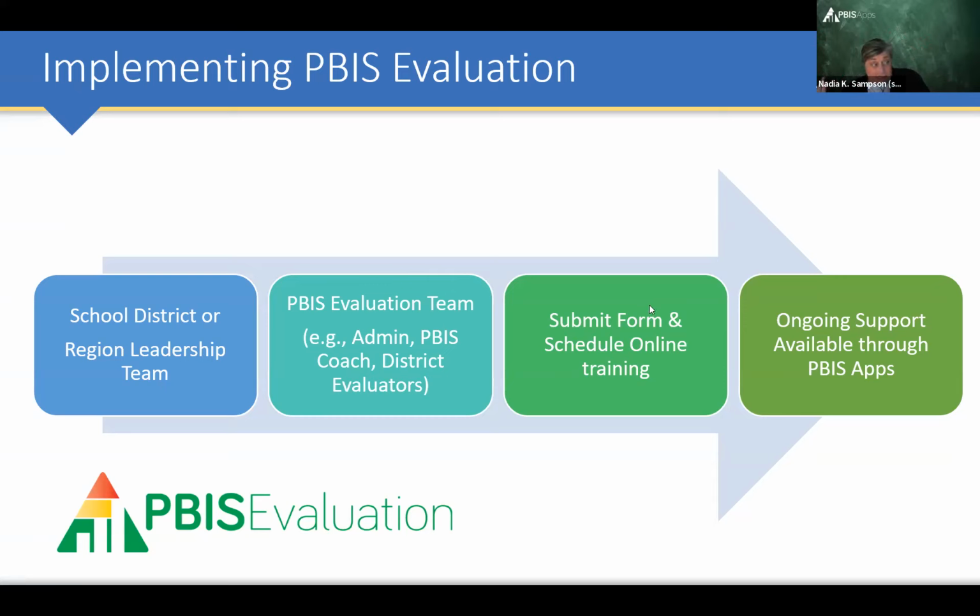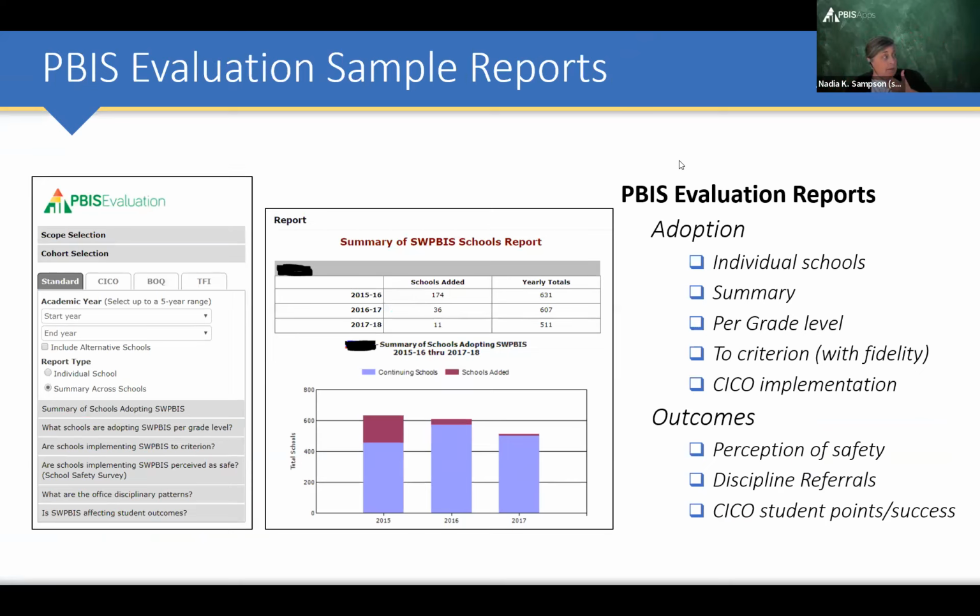And the training doesn't cost anything, because it's not a certification training, but the application, to get the application PBIS evaluation, that's what costs money. And it is more expensive. I can't remember exactly, maybe it's like $1,500 for a district, because we're changing the pricing, but that's something you can easily get from support at PBISapps.org. You can email us and we can give you all that information.